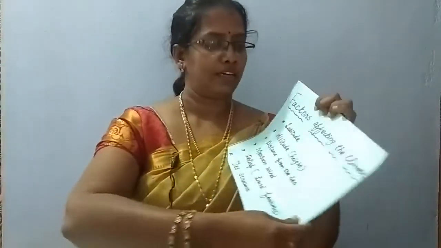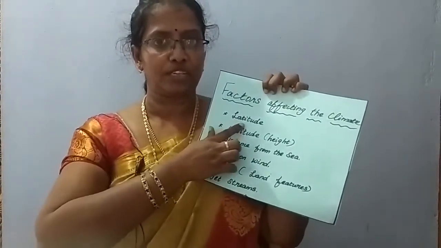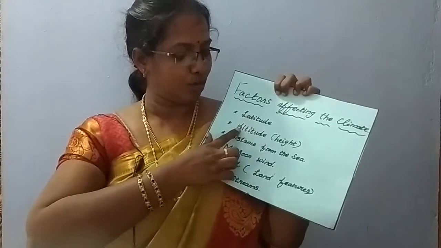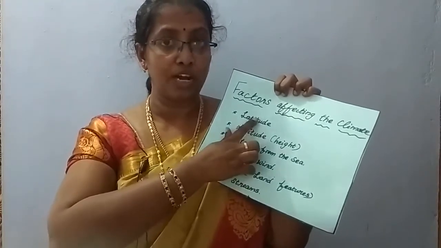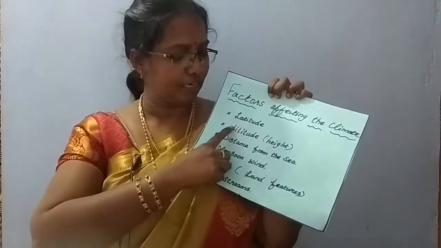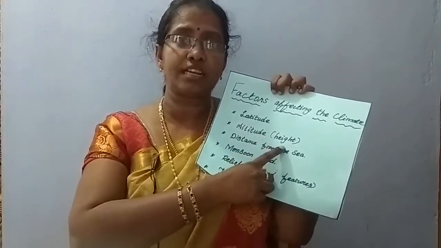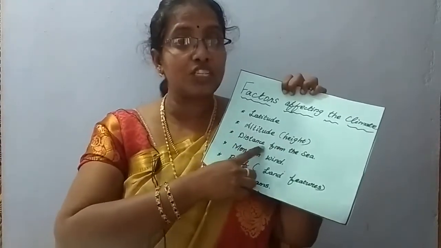Students, in this chapter, first we are going to learn about the factors affecting the climate of India. The first one is latitude, the lines I just showed. The second one is altitude. Altitude means height. The next one is distance from the sea.